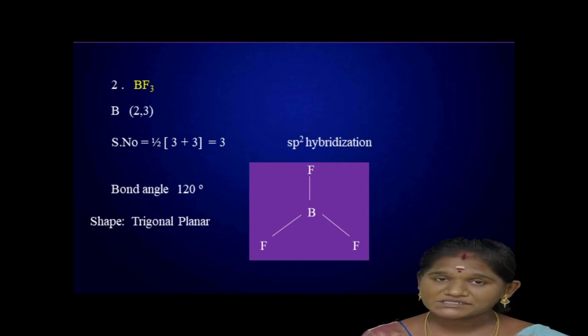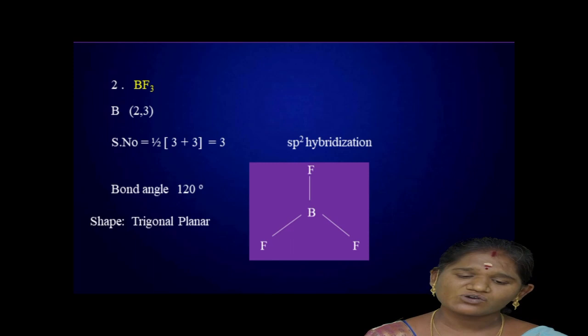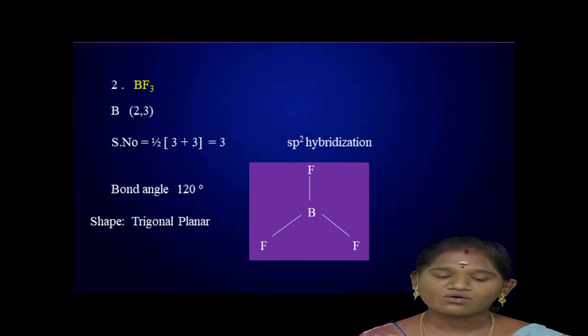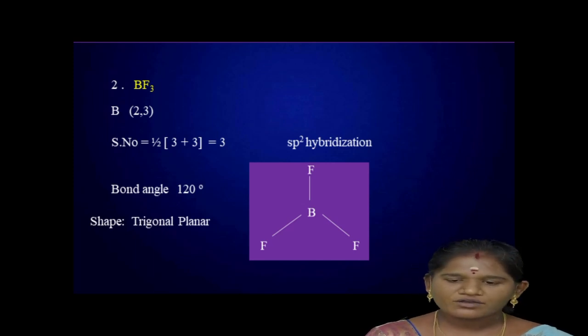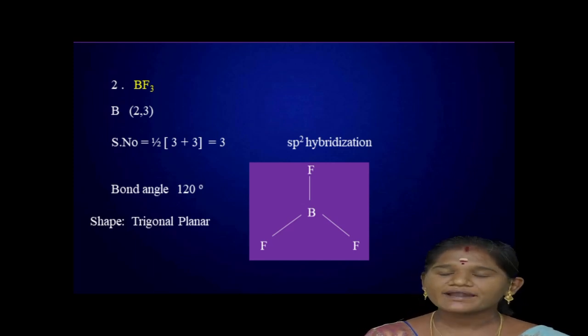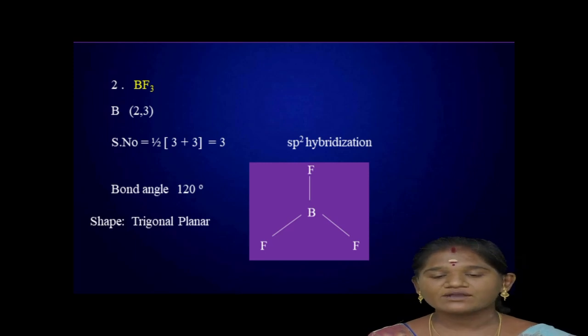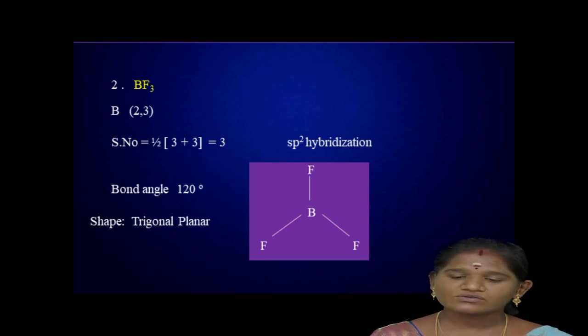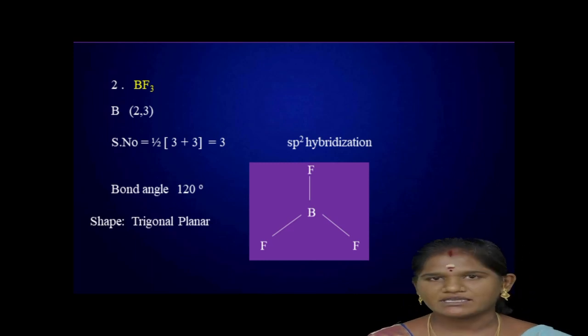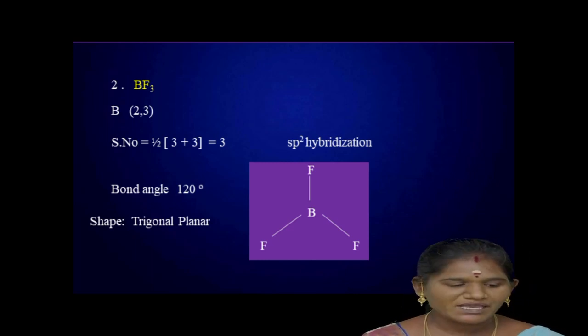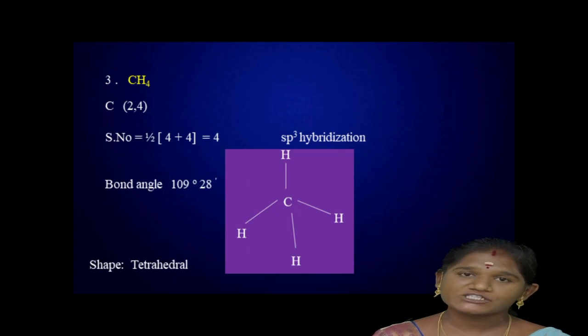If the hybridization is sp2, the geometry of the molecule is trigonal planar. So the geometry of this molecule is trigonal planar. What about the bond angle? The bond angle between the bonds will be 120 degrees. So each bond is situated at an angle of 120. Let us move on to the next molecule, CH4.